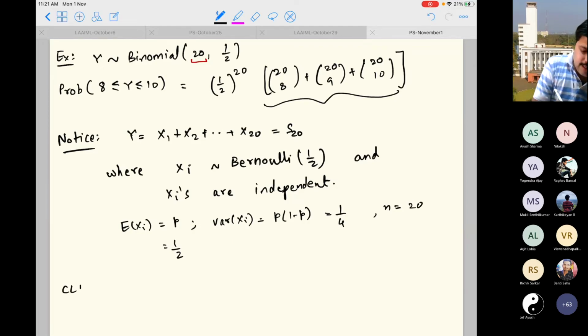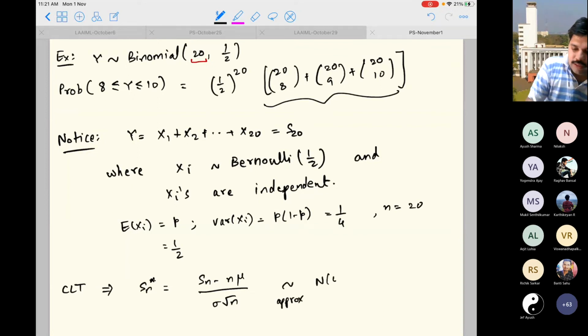Excellent. So what is CLT telling? CLT is saying that Sn star, which is nothing but Sn minus n mu divided by sigma into root n, follows approximately which random variable? Normal 0, 1. That is what the central limit theorem is saying. Now we have all the information that we want. So this is my mu, this is my sigma square. If I substitute this, what will I get?